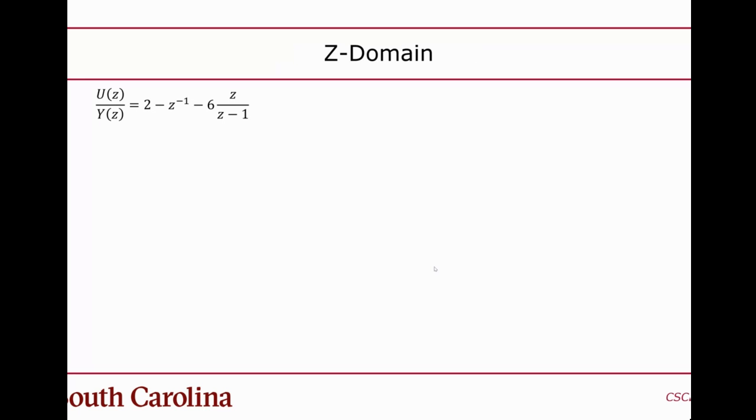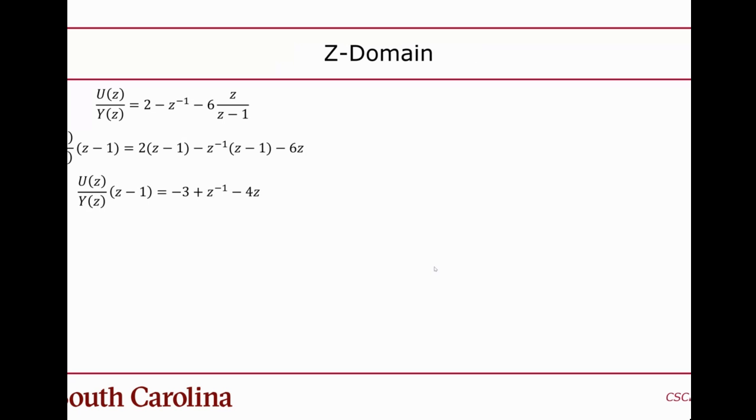Okay, so now let's go back to the example I had. In this case, I now have a z domain transfer function that matches the same form as the one that I made up earlier. So this is 2 minus z to the minus 1 minus 6 times z over z minus 1. I think that's the same numbers I had with the S domain example. But anyway, it's an example.